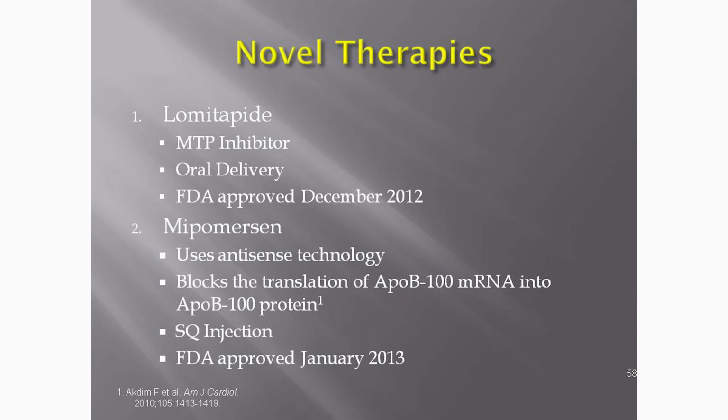Mipomersen is the other drug that was approved. It was approved early in 2013. It uses antisense technology. Again, I'll describe this a little more. It blocks the translation of ApoB100 mRNA into ApoB100 protein. It is a subcutaneous injection and it was, as I said before, approved in January of 2013.